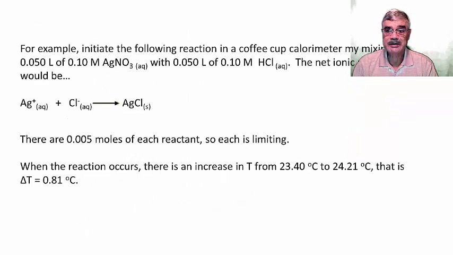Here's an example problem in which we initiate a reaction in a coffee cup calorimeter by mixing a certain volume of a certain molarity of something like silver nitrate, in this case 0.05 liters, or 50 milliliters, of a 0.10 molar solution of silver nitrate, and we mix this with an equal volume, 50 milliliters or 0.05 liters, of a 0.10 molar hydrochloric acid solution. Now, what kind of reaction is this? Well, let's think. Silver nitrate is a soluble salt. Hydrochloric acid is an acid, but everything is soluble. But if we have an exchange reaction, we can form silver chloride, which is an insoluble solid.